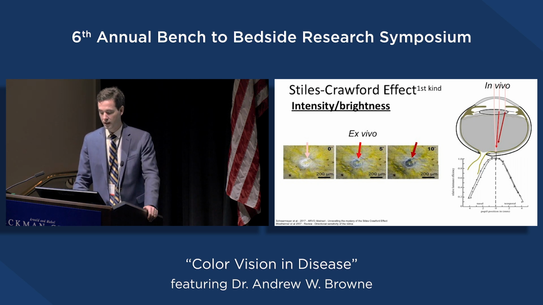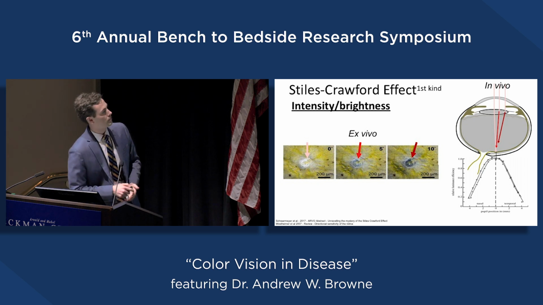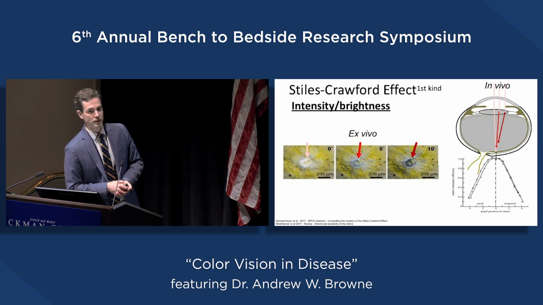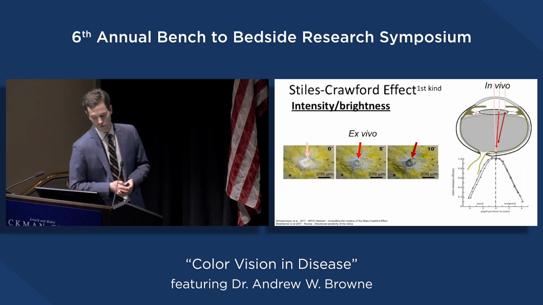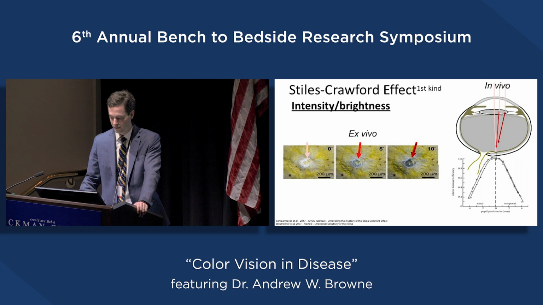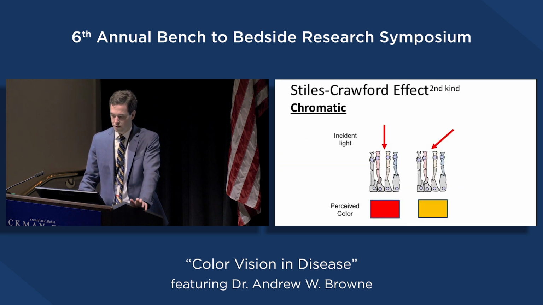This has also been validated in humans who were presented with stimuli at differing angles on the horizontal axis, and on the vertical axis we see their relative sensitivity. So light coming from different angles can have a decrease or increase in luminance intensity. The Stiles-Crawford effect of the second kind is the chromatic variety, where incident light at 90 degrees is perceived as it should be, and if it comes at a different angle, it has a different color perception.